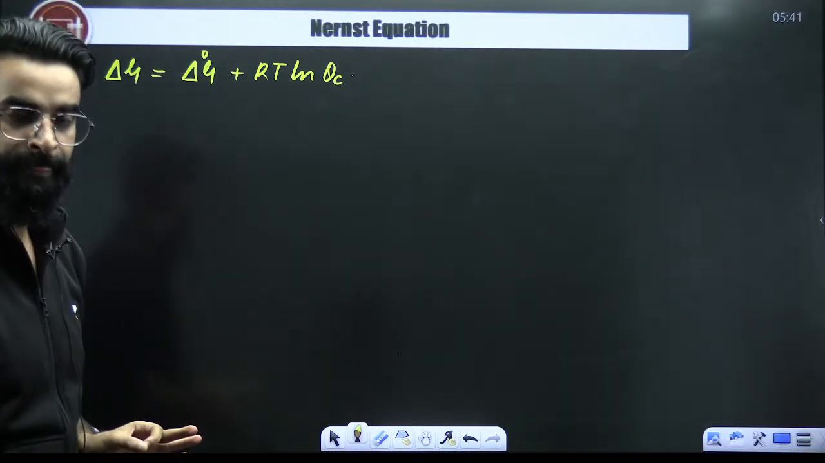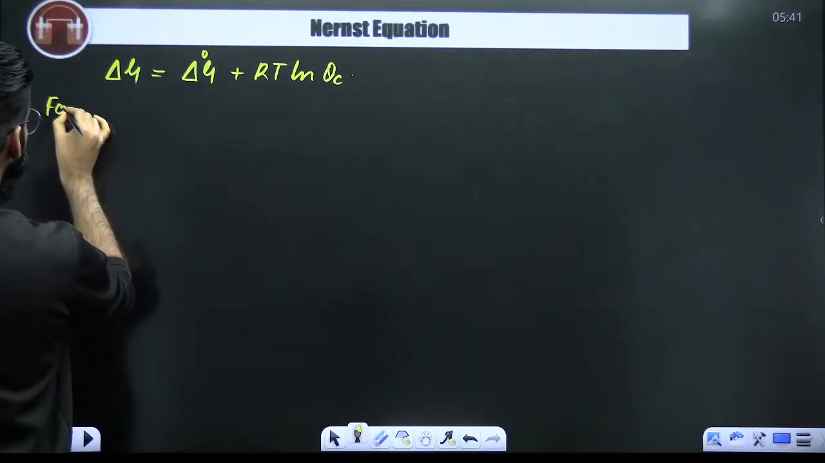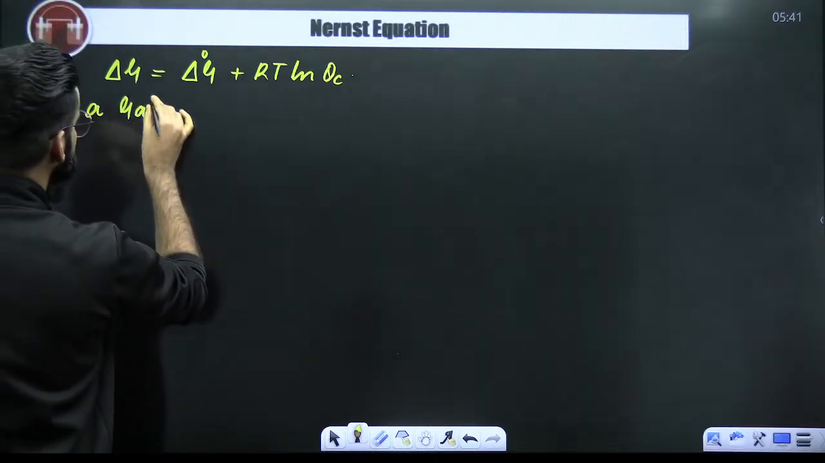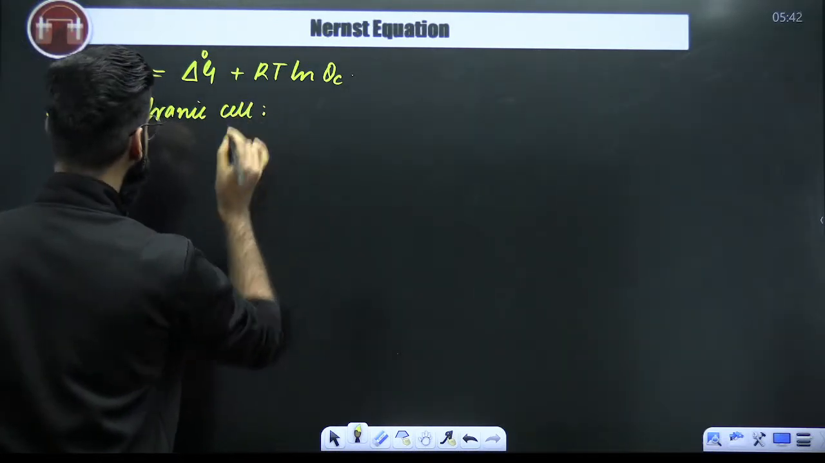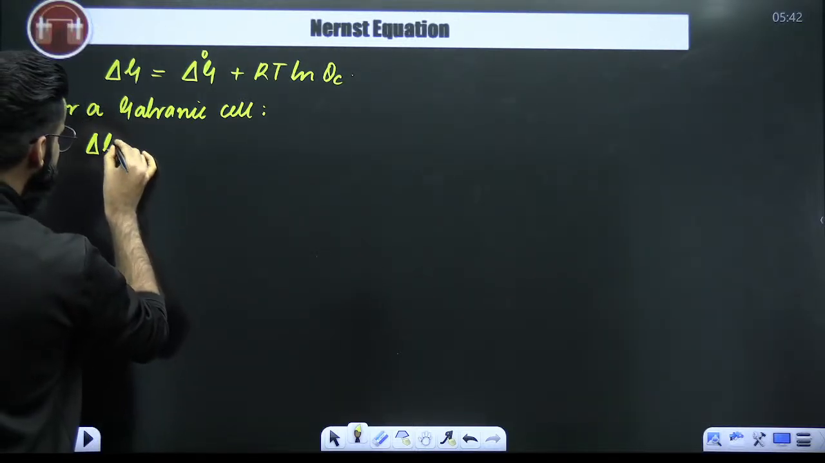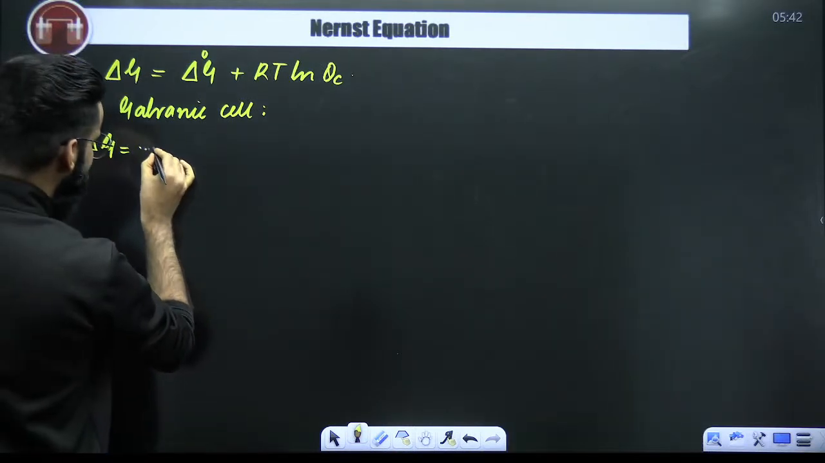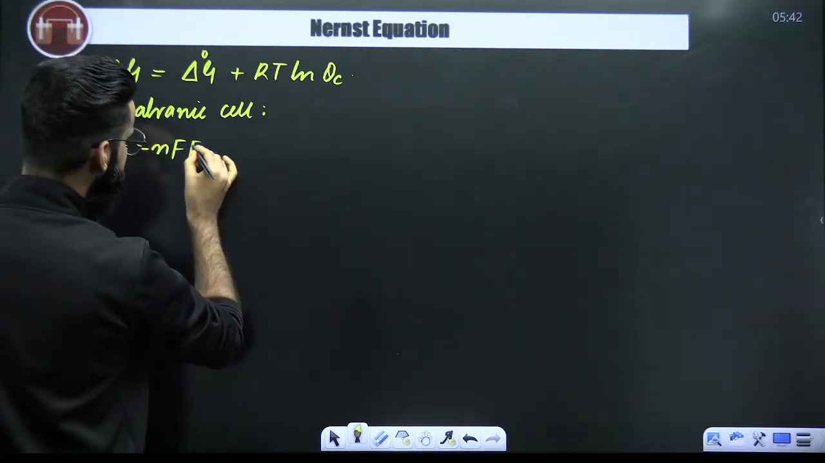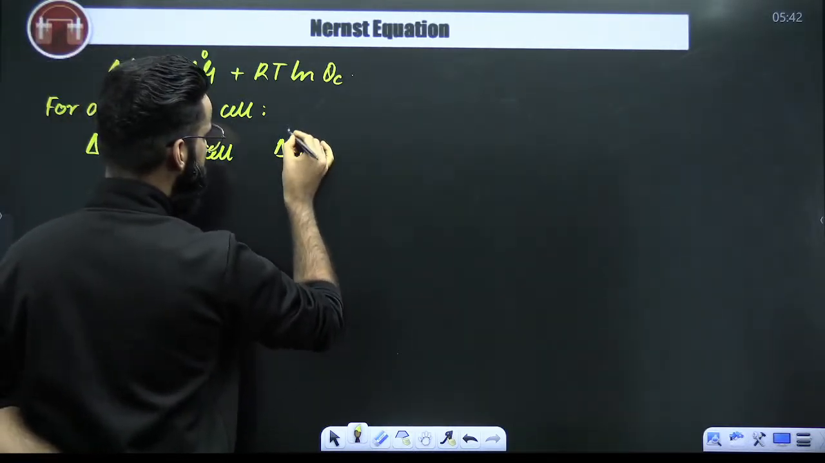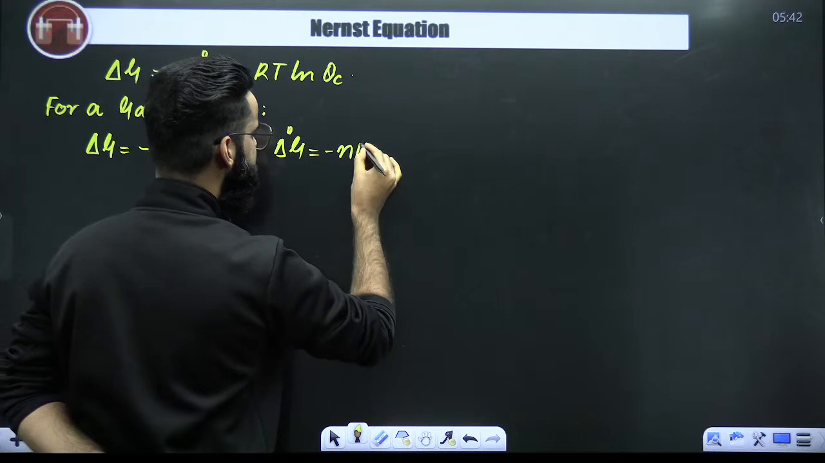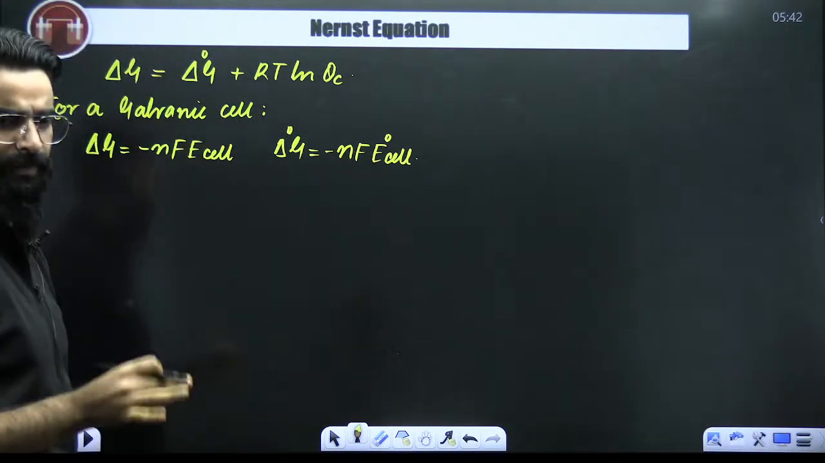Now, my dear students, if I particularly talk about the galvanic cell, can you let me know what delta G exactly is all about? We have discussed this in the last session. Delta G for the galvanic cell is equal to minus nFE cell, right? And delta G naught is equal to minus nFE naught cell. These were the things which we have already discussed, right?